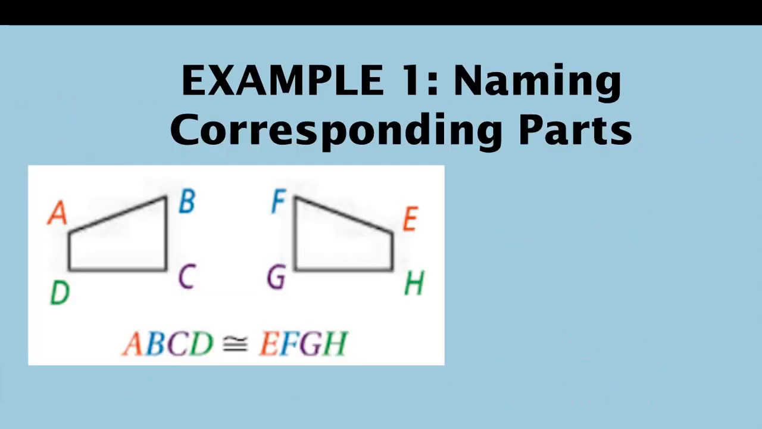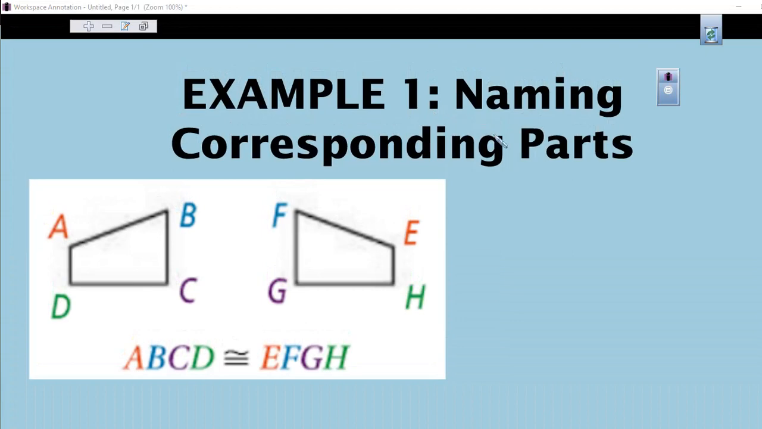So let's take a look at our example 1, naming corresponding parts. We have a figure over here, and this one happens to be color-coded, but not every figure is going to be color-coded. So let's match all of our corresponding parts. We'll start with the figure on the left, and we'll match it up with the figure on the right.